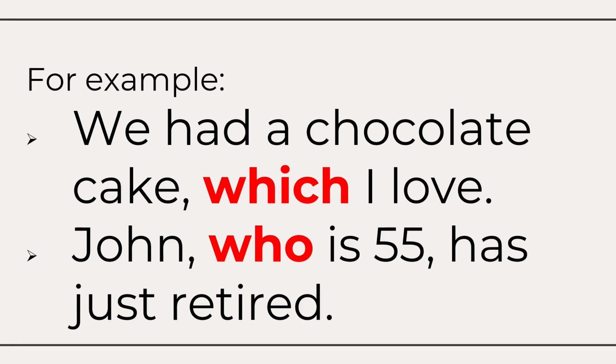Now, the next example: John, who is 55, has just retired. Who is 55 is a relative clause that offers additional information, and who is the word that has been used to connect this clause with the rest of the sentence.